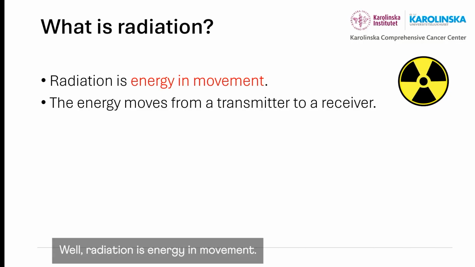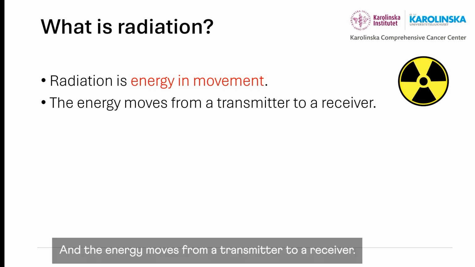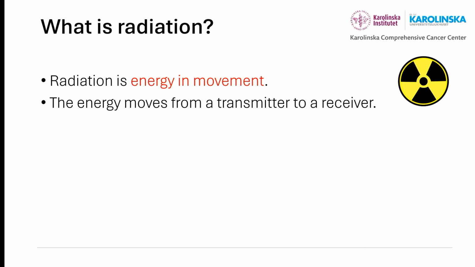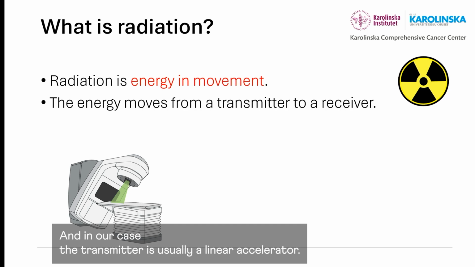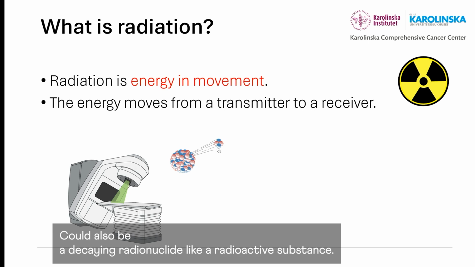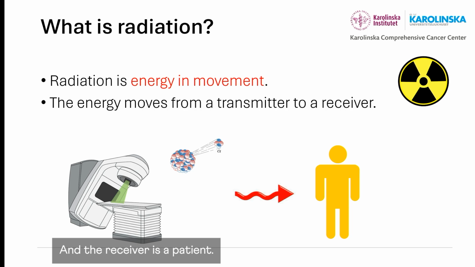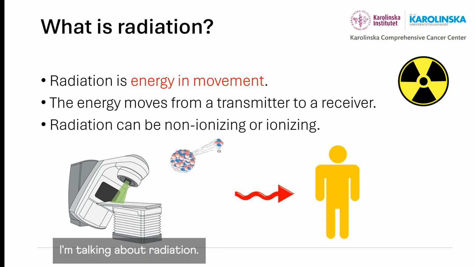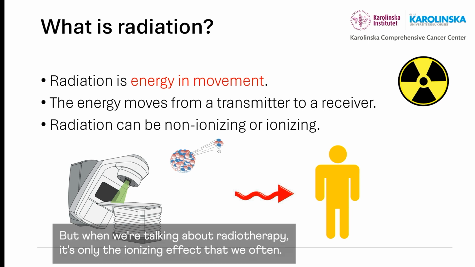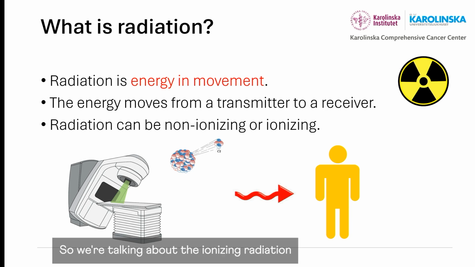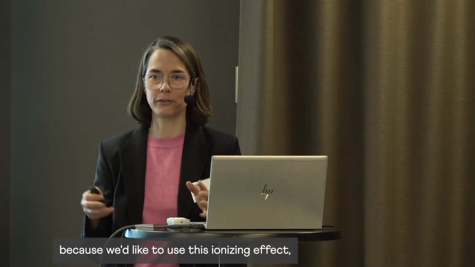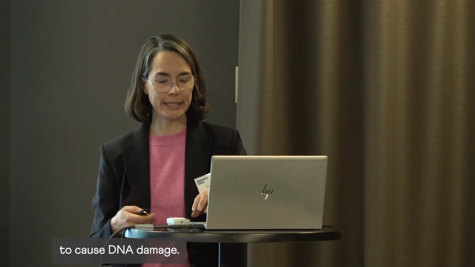So what is radiation? Well, radiation is energy in movement, and the energy moves from a transmitter to a receiver. In our case, the transmitter is usually a linear accelerator, and could also be a decaying radionuclide, like a radioactive substance. And the receiver is a patient. Radiation could be either non-ionizing or ionizing, but when we're talking about radiotherapy, it's only the ionizing effect that we're after, because we'd like to use this ionizing effect to cause DNA damage.